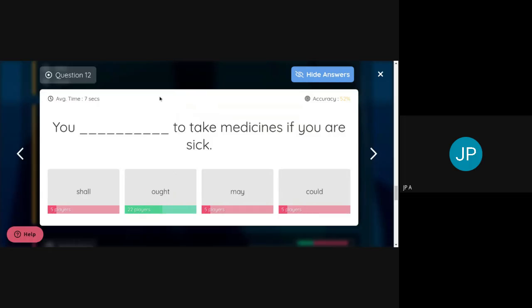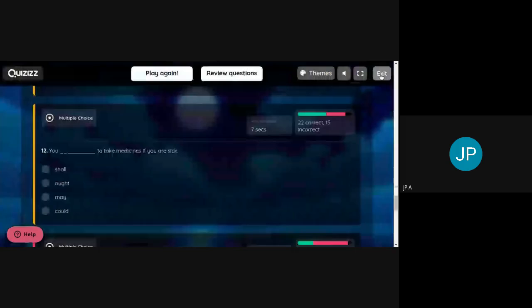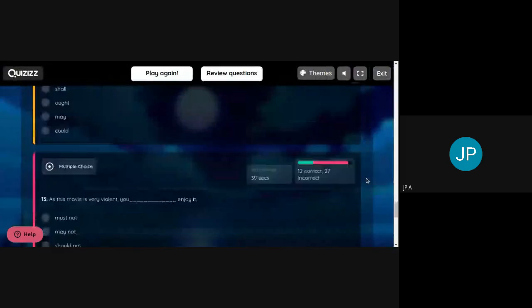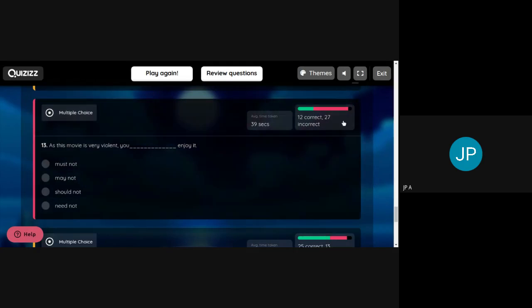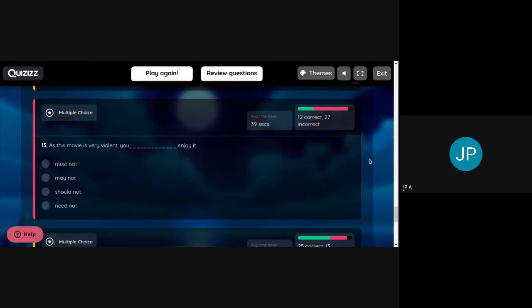So this is something which many people have got correct. More than half of the participants have got the answers correct. Okay. The next one: as this movie is very violent, you dash enjoy it. This is also slightly difficult, it seems. 27 incorrect answers are there. Only 12 have got it correct.